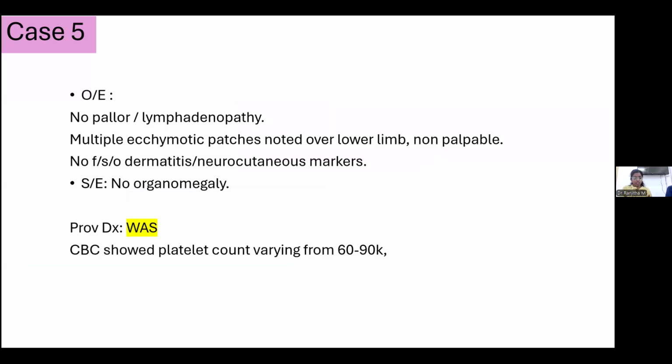On examination, there was no pallor or lymphadenopathy, but he did have multiple ecchymotic patches all over the lower limb, which were non-palpable. No feature suggestive of dermatitis or neurocutaneous markers were noted, and systemic examination was normal. Outside, a CBC showed his platelet count varying between 60,000 and 90,000.